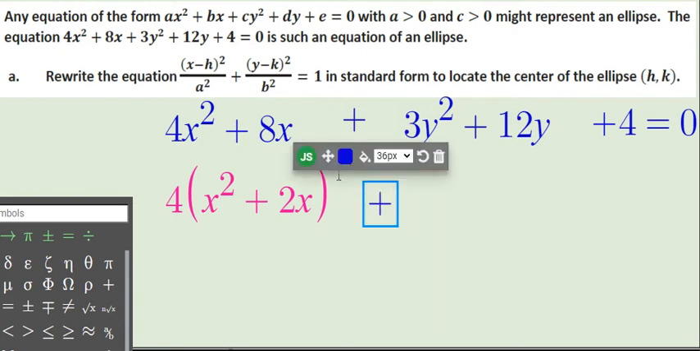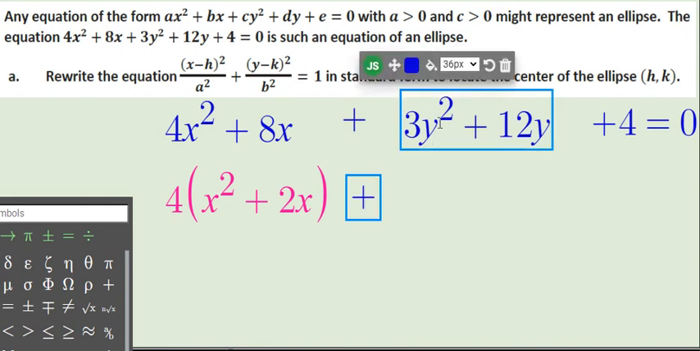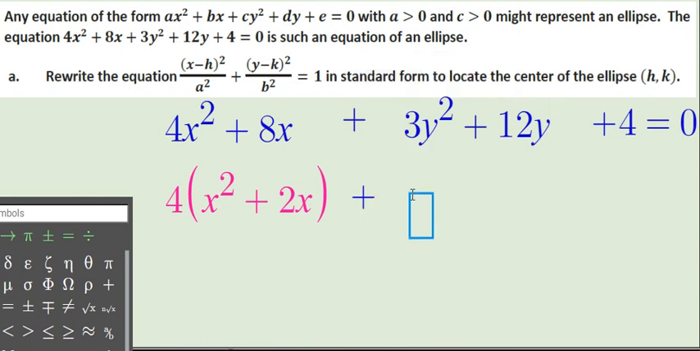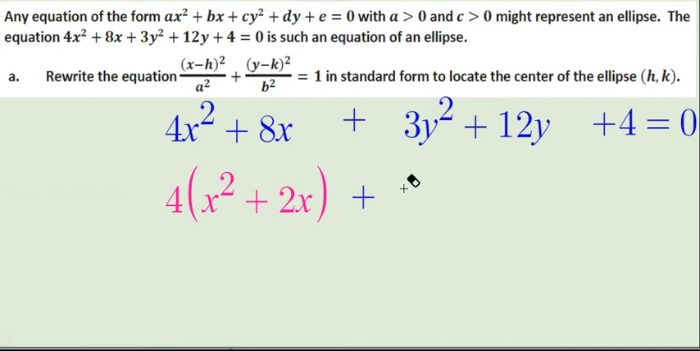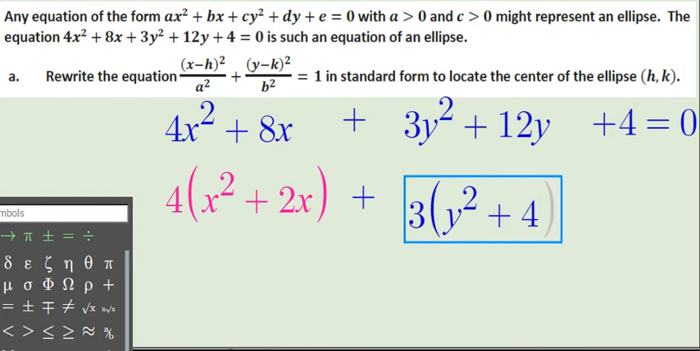And now I think in terms of that 3y squared plus 12y. Now here again, I want to take the 3 out. So I want the 3 away from everything else. And then what I'm left with is y squared plus 4y inside parentheses. And finally, the last thing is over here, I've got plus 4 equals 0.